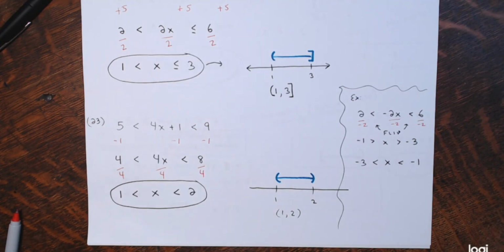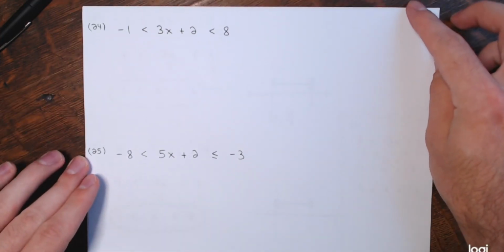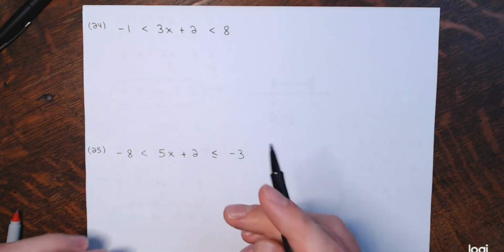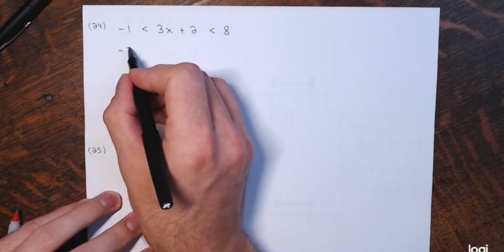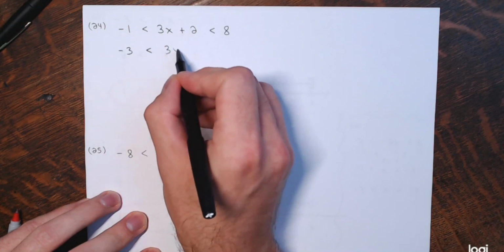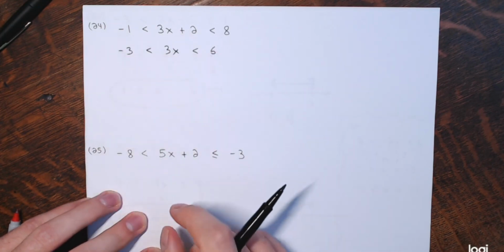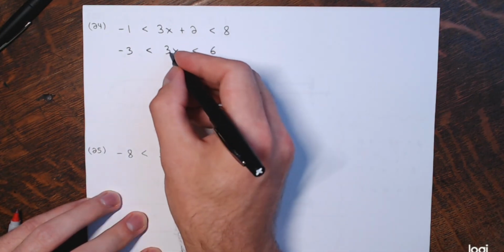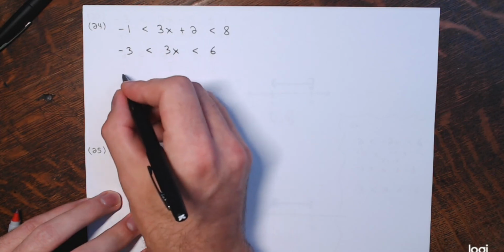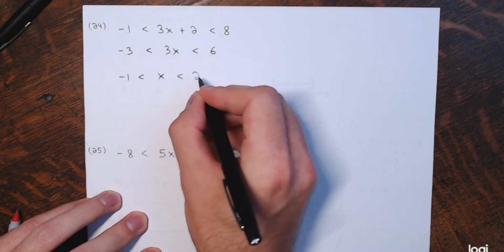Now my last 3 examples, I'm just going to do it out loud, or I just won't write out the steps that I'm doing. First, I would subtract 2, so I got negative 3 is less than 3x, and then 3x is less than 6, right? Subtracting 2 from all 3 parts. Then dividing all 3 parts by positive 3, so it keeps the direction of the inequality. That'd be negative 1 is less than x, and x is less than 2.